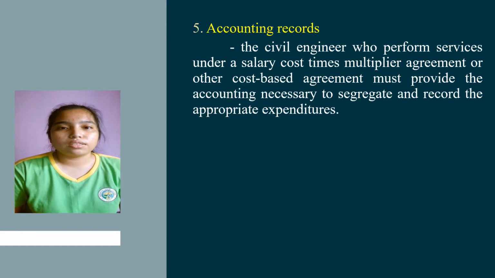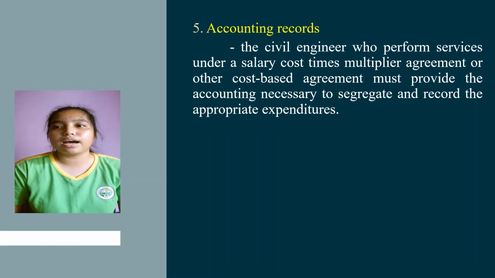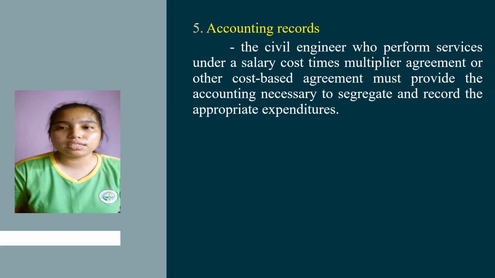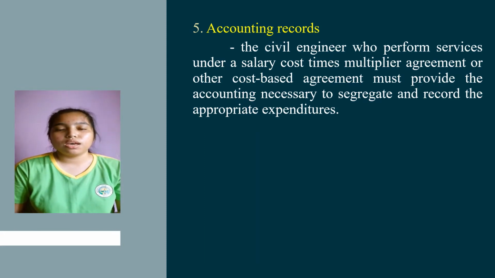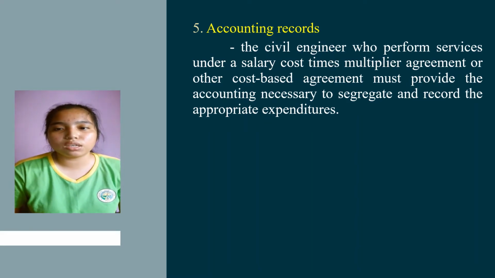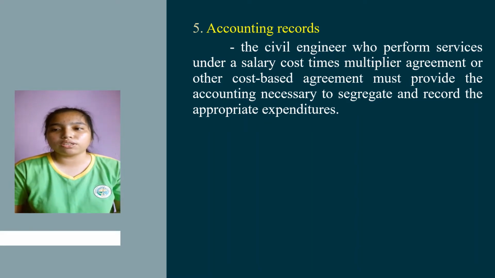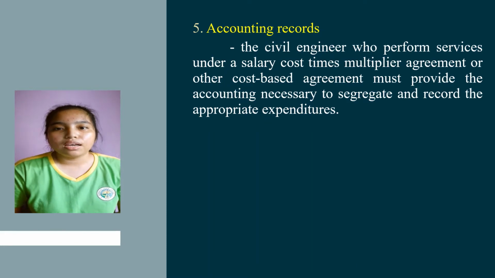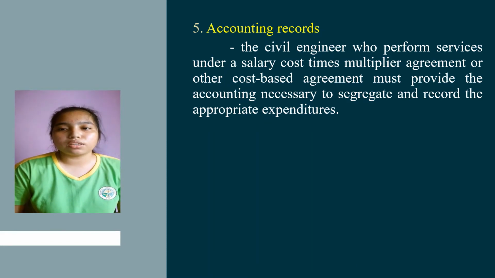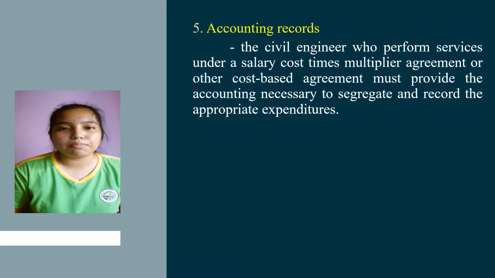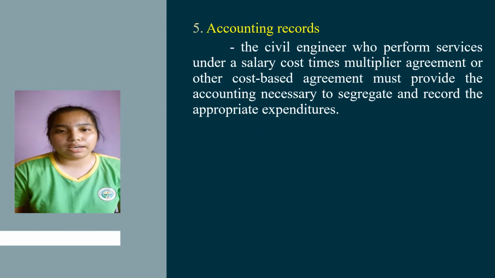Accounting records. The civil engineer who performs services under a salary cost times multiplier agreement or the other cost-based agreement must provide the accounting necessary to segregate and record the appropriate expenditures. Yung civil engineer is required na mag-provide ng accounting records para makita at malaman niya yung tamang paggastos ng budget or ng pera na gagamitin sa isang project or dun sa service niya.